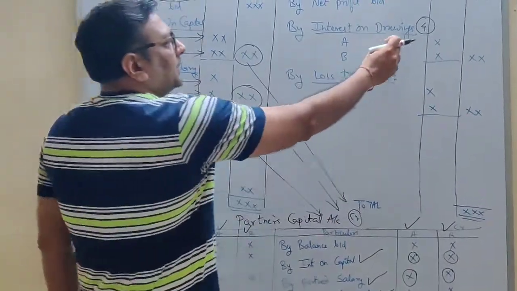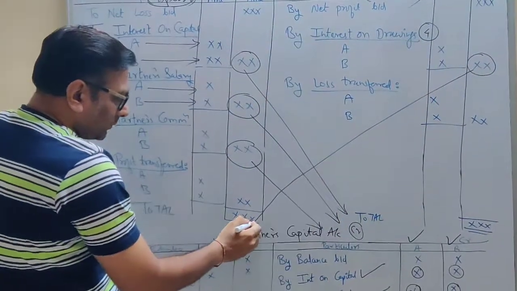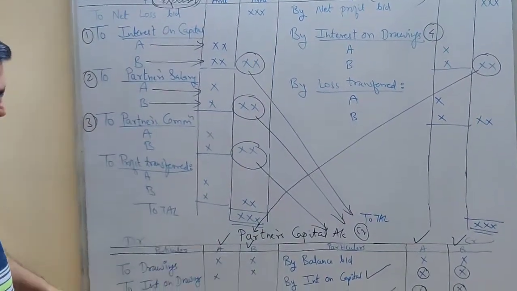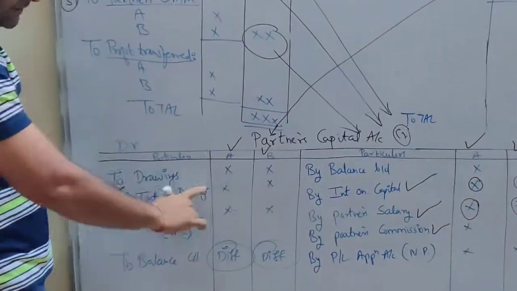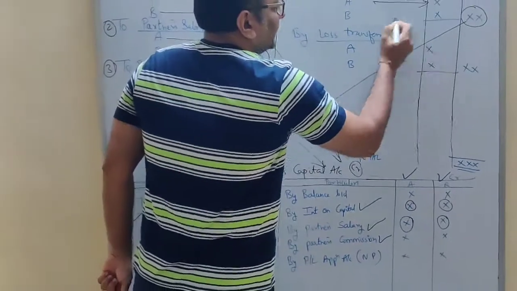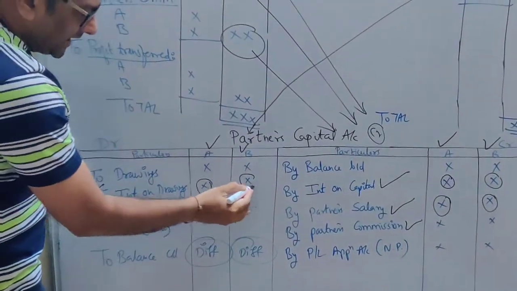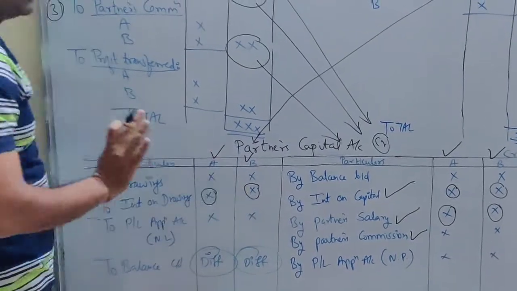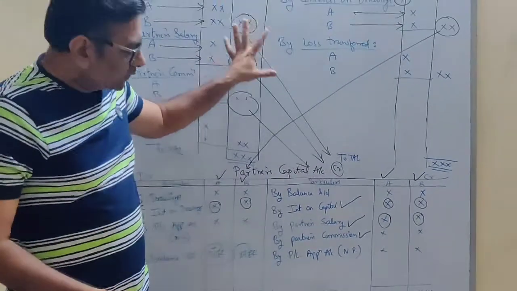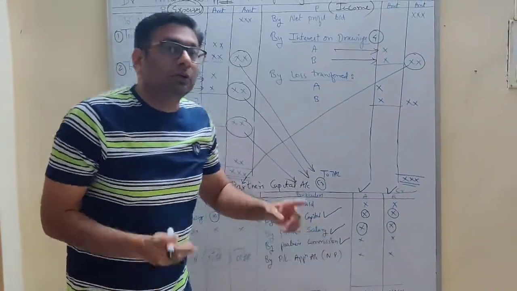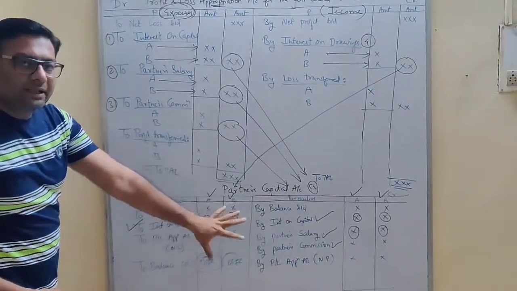Now, your 4th entry, interest on drawing. This will go on the opposite side of the partner's capital. See, I have already recorded this. Interest on drawing, it is on the debit side. A's interest on drawing, B's interest on drawing. Write it respectively in the columns of A and B. Am I clear? So all these 4 entries, you are going to post in the partner's capital account on the opposite side. Remember, on the opposite side. Am I clear with this?